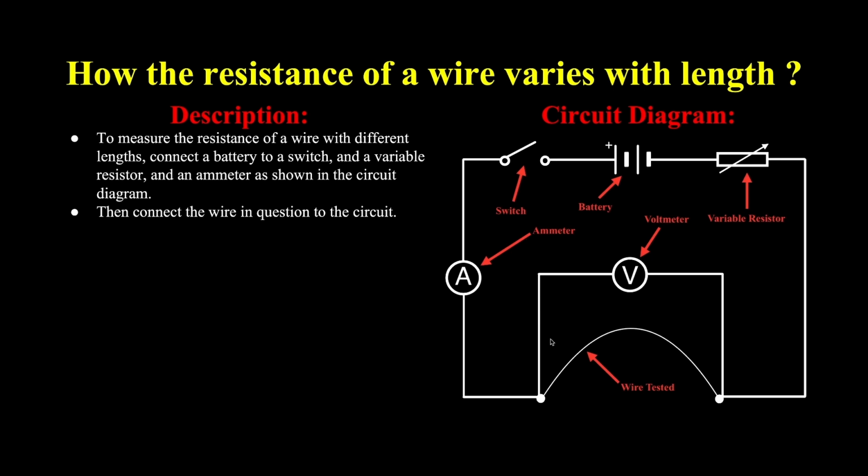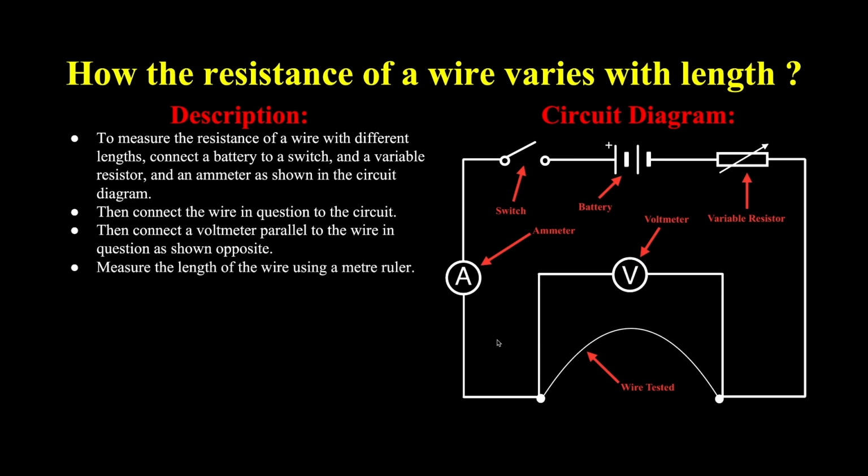Then connect the wire in question to the circuit. This is the wire we'll be testing. Then connect a voltmeter parallel to the wire in question as shown opposite. So here we have the voltmeter connected parallel to the wire being tested. Then you measure the length of this wire using a meter ruler.